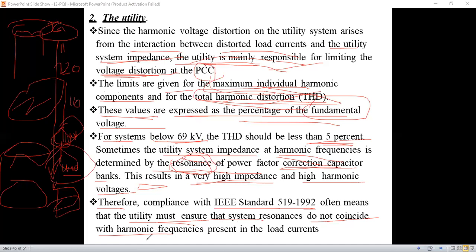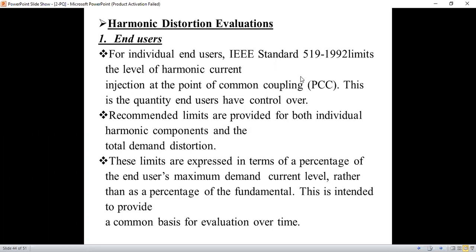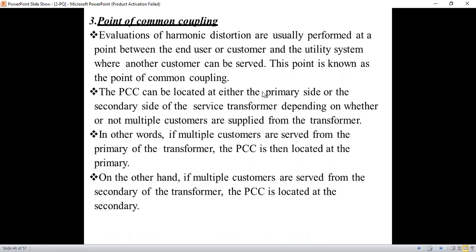With harmonic frequencies present in the load currents here now, this is at the utility side we are going to call that one. For the utility side also, we are going to concentrate at the common coupling point only. For the end user side also, we are going to concentrate on the common coupling point only here now. So this is the point of common coupling we are going to consider.